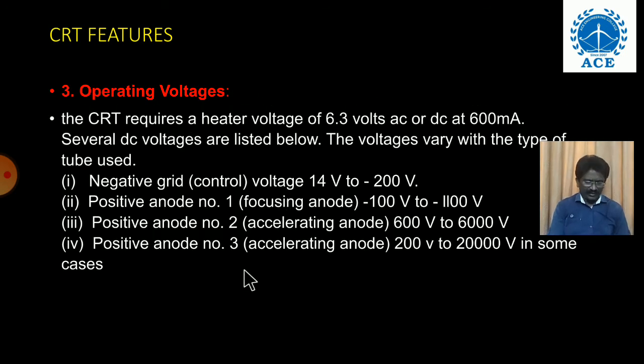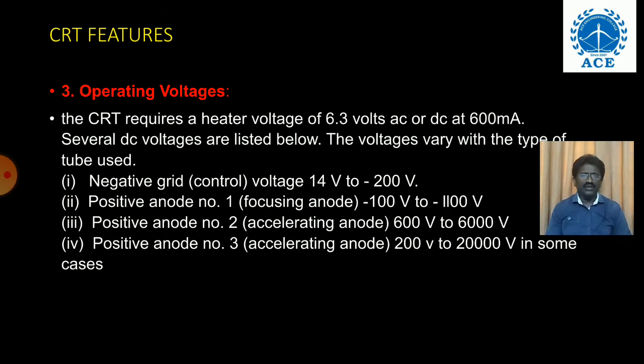So next, operating voltages. Operating voltages are also one of the important features because you have to provide sufficient power to the CRT. The CRT requires a heater voltage of 6.3 volts AC or DC at 600 milliamps. Several DC voltages are listed below. The voltages vary with the type of tube used. First one, negative grid control voltage, minus 14 volts to minus 200 volts. Positive anode number 1, focusing anode, minus 100 volts to minus 1100 volts.